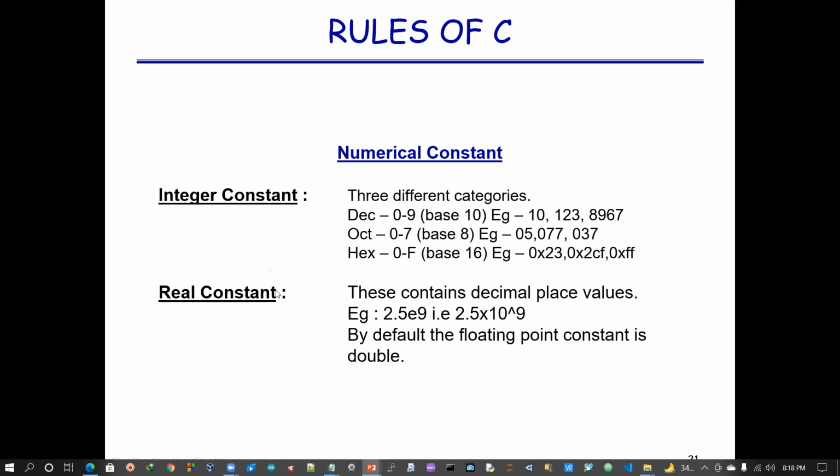Now comes the real constant. This contains decimal place values. So very simple. If you have large data or small data, you can use the exponent form, or you can also use it without the exponent form. By default, a floating point constant is double.